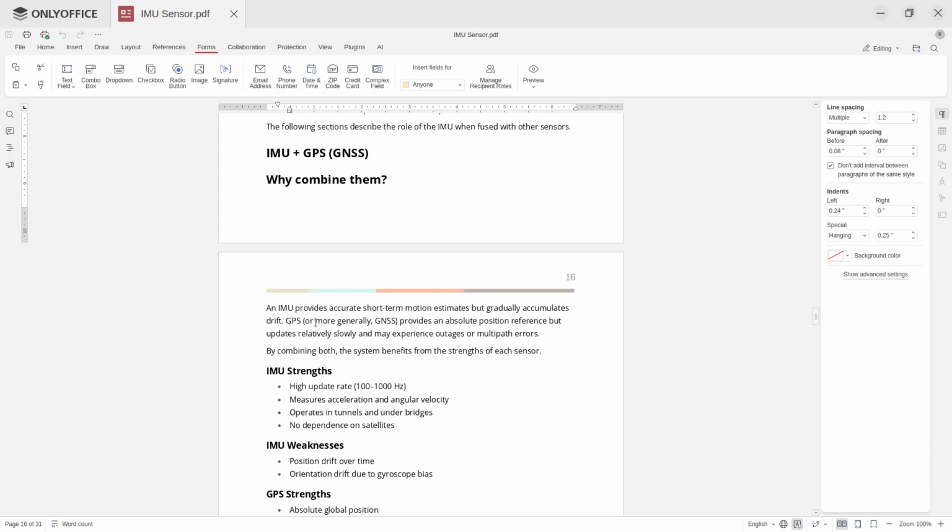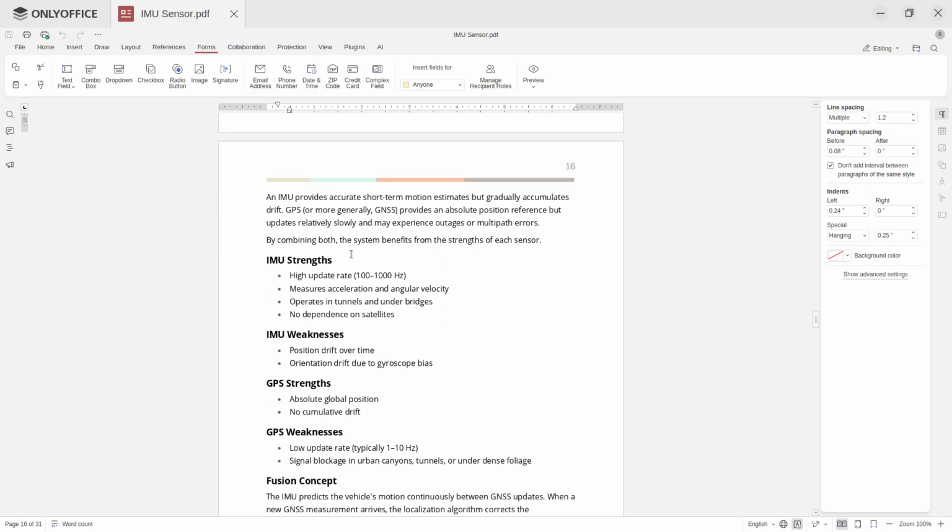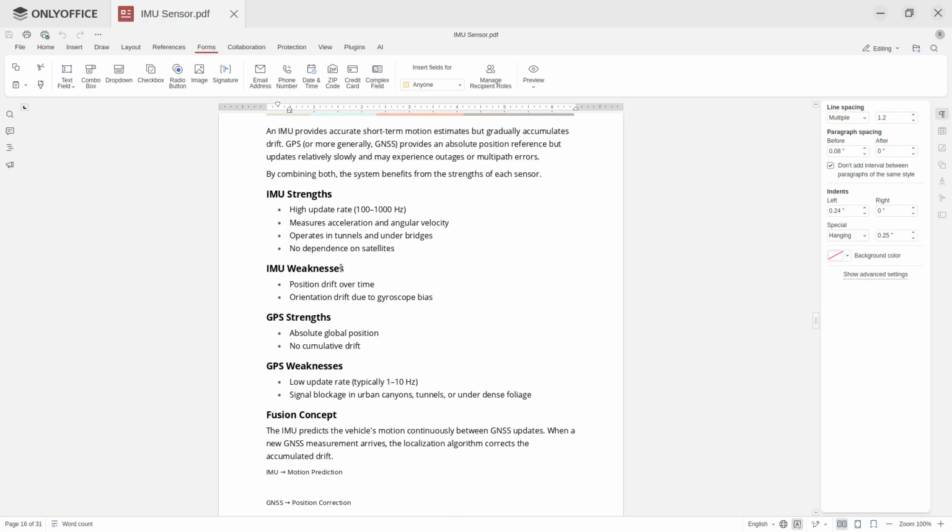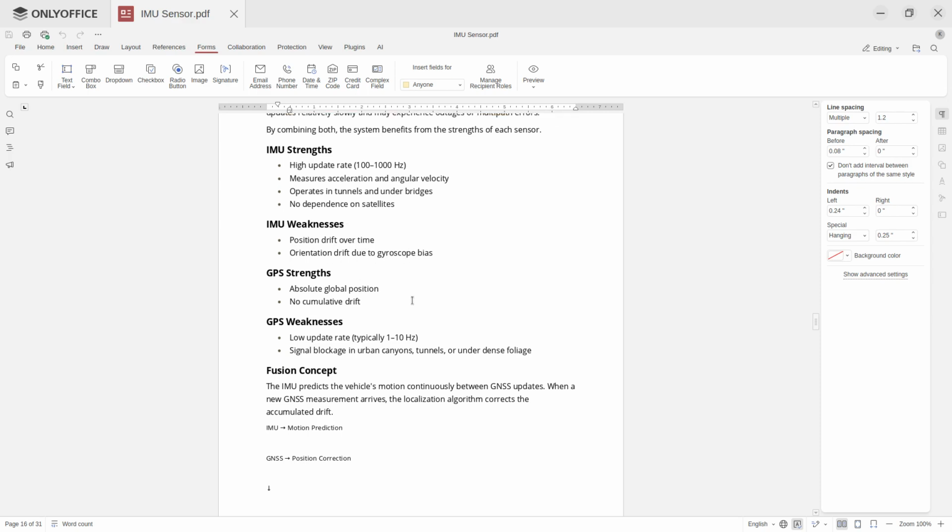Then IMU plus GPS or GNSS. Why combine them? An IMU provides an accurate short-term motion estimate but gradually accumulates drift. GPS, or more generally GNSS, provides an absolute position reference but updates relatively slowly and may experience outages or multi-path errors. By combining both, the system benefits from the strength of each sensor. IMU strengths: high update rate, 100 to 1000 Hz, measures acceleration and angular velocity, operates in tunnels and under bridges, no dependence on satellite. IMU weaknesses: position drift over time, orientation drift due to gyroscope bias.